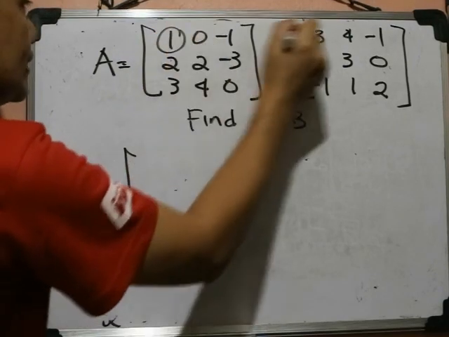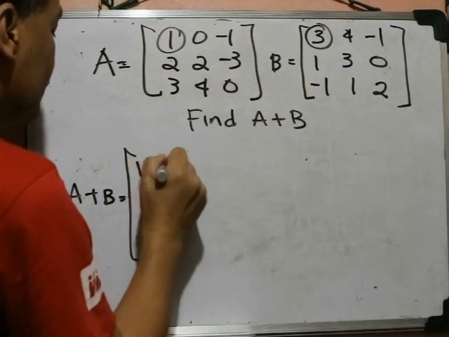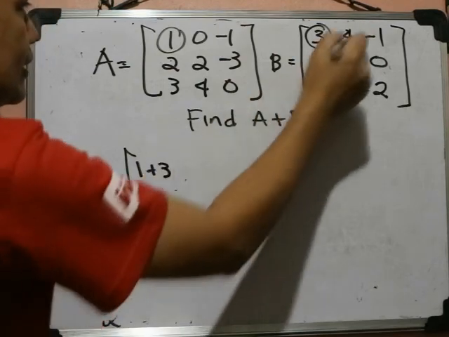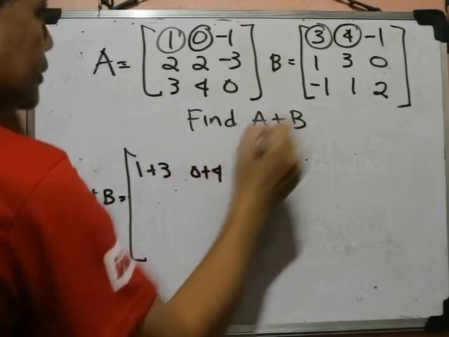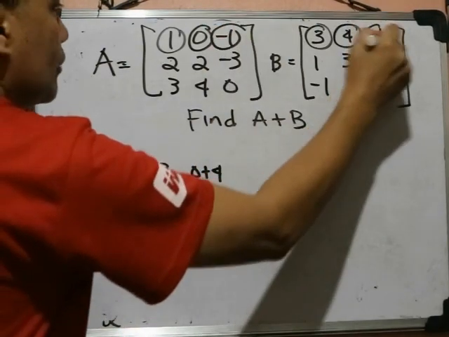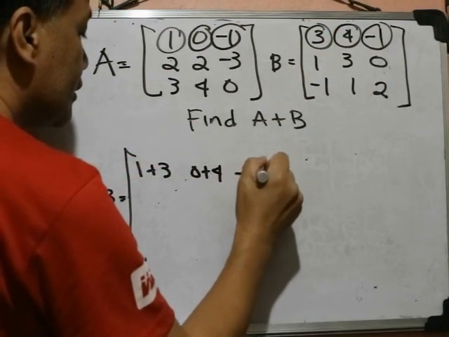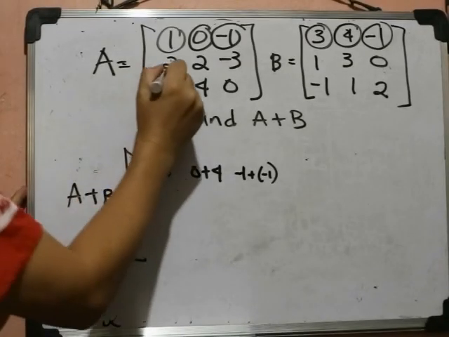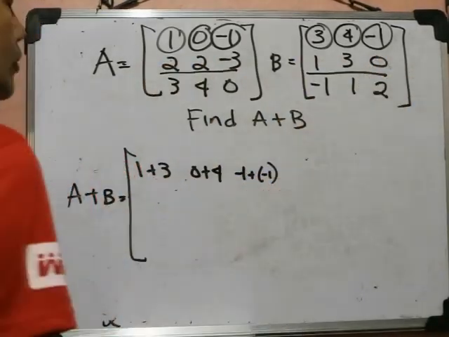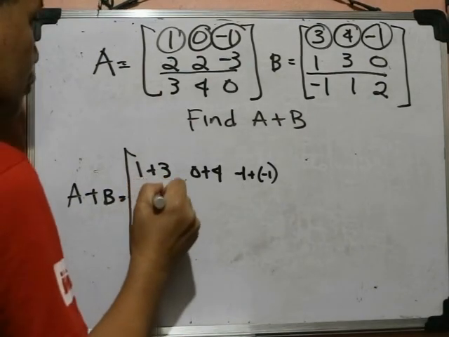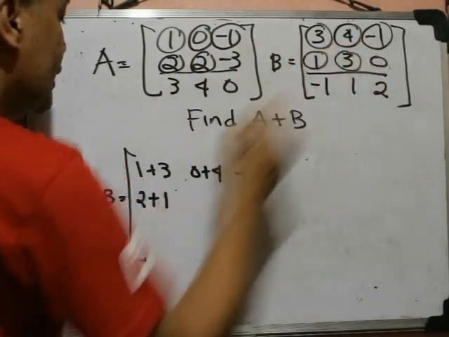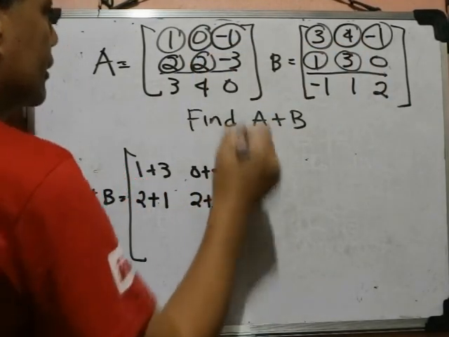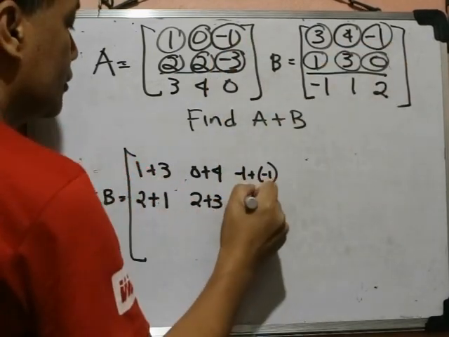So, ito muna. 1, saka 3. 1 plus 3. Then, ito. 0 plus 4. Then, itong huli, negative 1 plus negative 1. Then, susunod natin is sa row 2. Yung dalawang row 2. So, 2 plus 1. Ito. Then, 2 plus 3. Then, negative 3 plus 0.